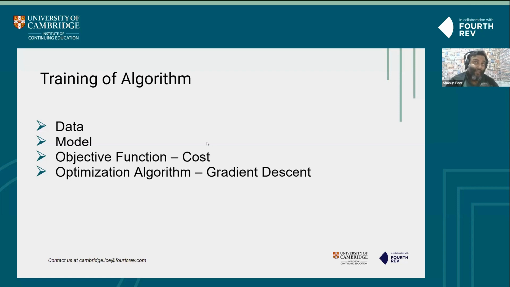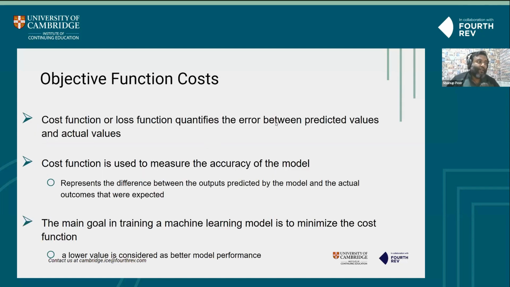One is the most important thing, which is the objective function or cost. What is cost? Let's take a look at that. Cost basically tells us what is the error between the predicted value and the actual value.